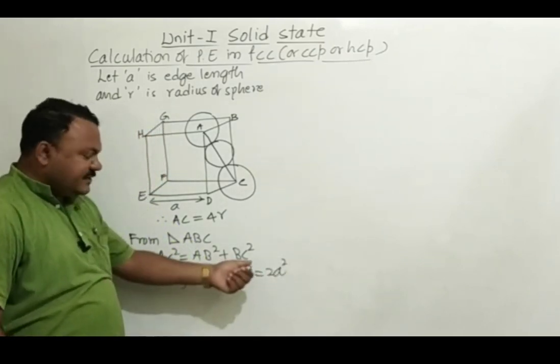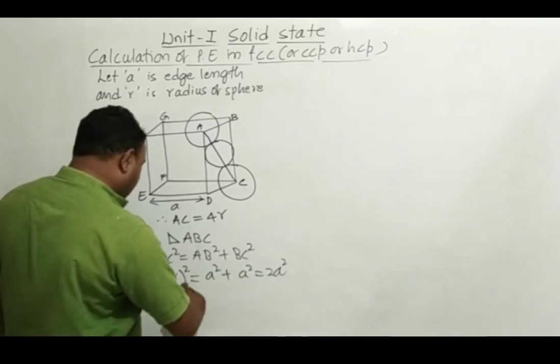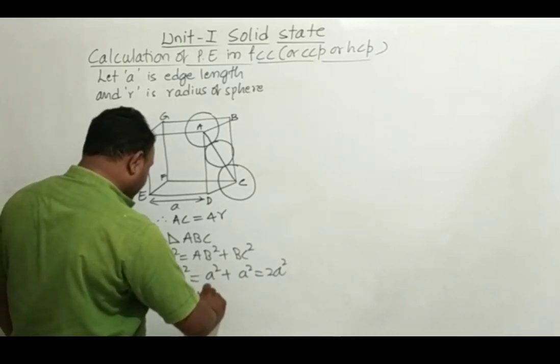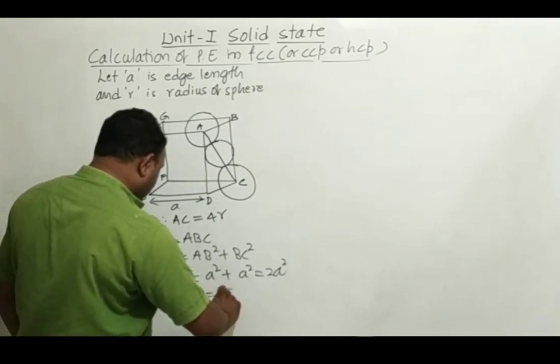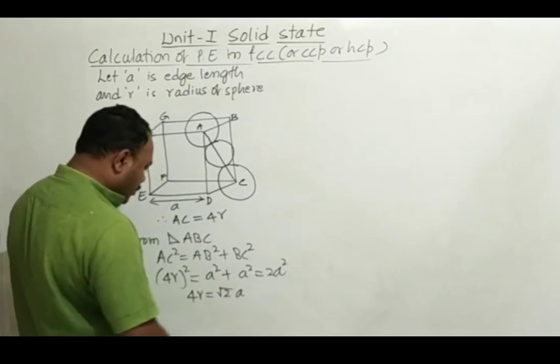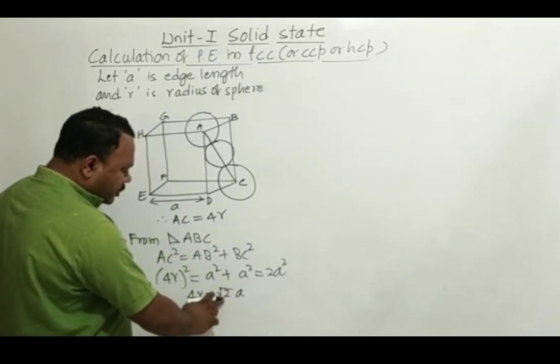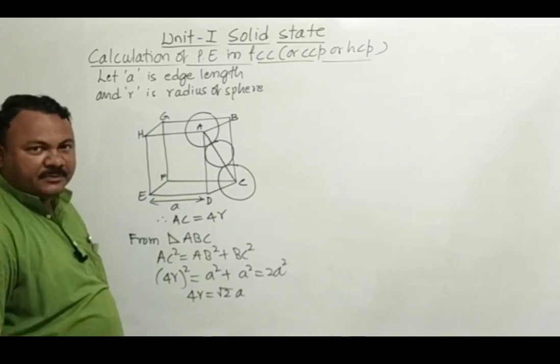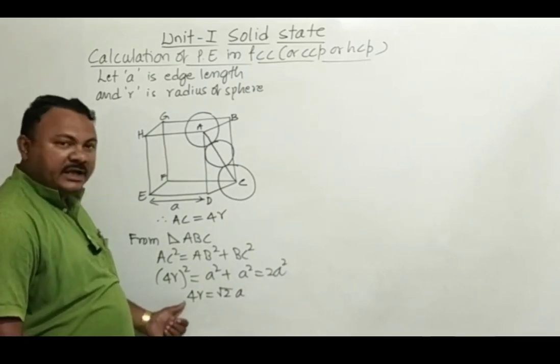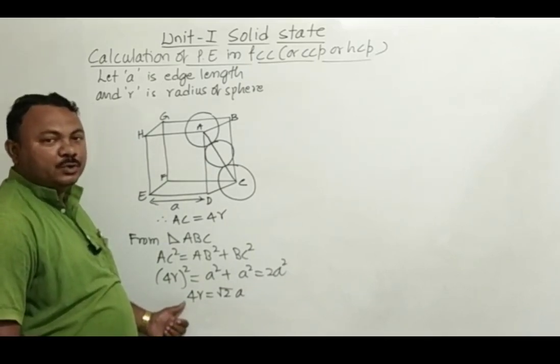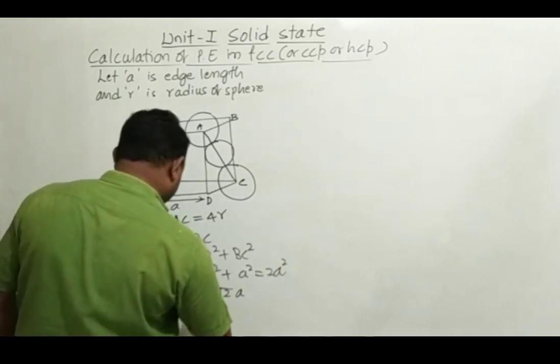Bring the square to the right side. I can write 4R is equal to root 2A. From this, bring this root 2 to the left side. We are getting A is equal to 4R divided by root 2. So what is the value of A we are getting then?